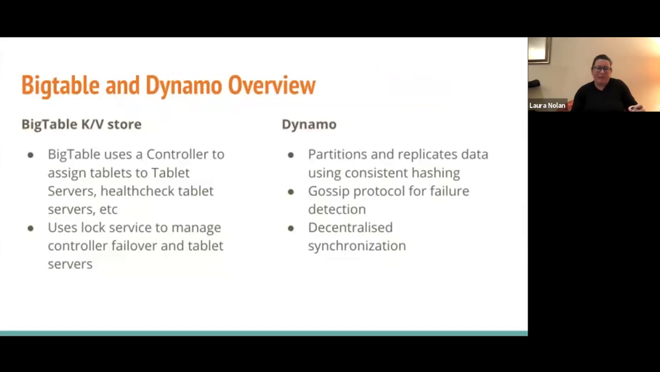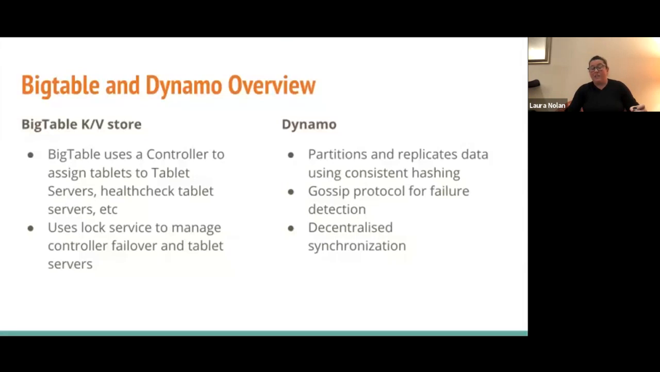So as I said, Bigtable has a controller. It's called the Bigtable controller, and it assigns tablets to tablet servers. Tablet servers are the ones who actually run the queries and manage the data. They store data on another system called GFS, which later became Colossus. The controllers do the health checking. They use the lock service to manage the controller failover. I should say as well that the original Bigtable paper used a different term, but I'm using controller because the older term is no longer considered okay. And actually, controller is more descriptive.